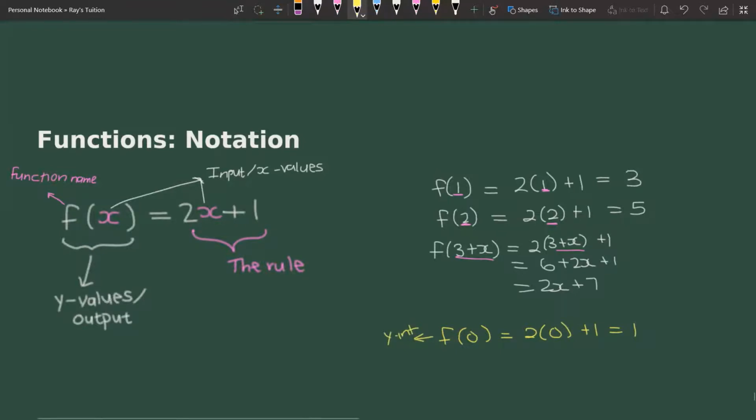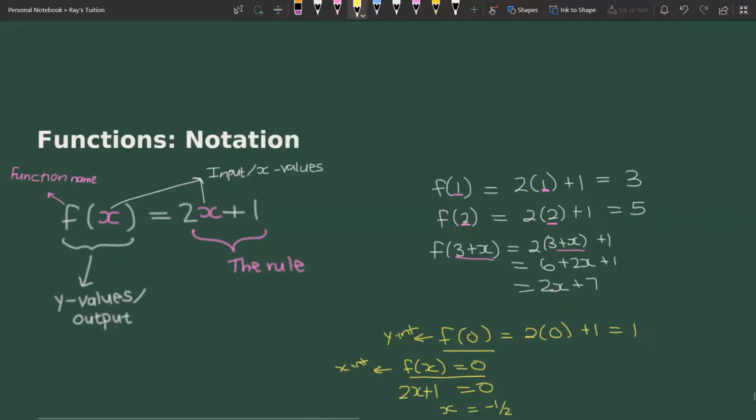In function notation, the x-intercept is when f of x is equal to 0. So this here is the x-intercept. So let's solve for this one. So we have in place of f of x, 2x plus 1 is equal to 0. So x is equal to minus a half. So this is the graph notation for the y-intercept, and this is the graph notation for the x-intercept.